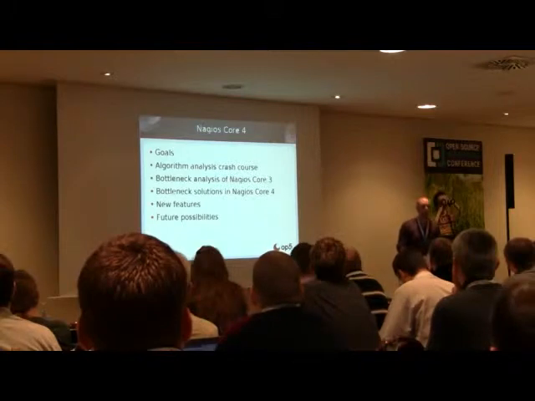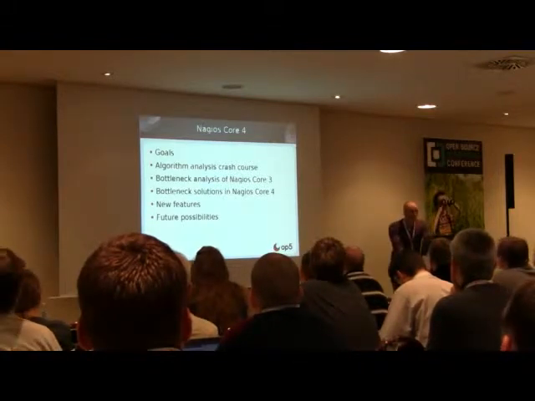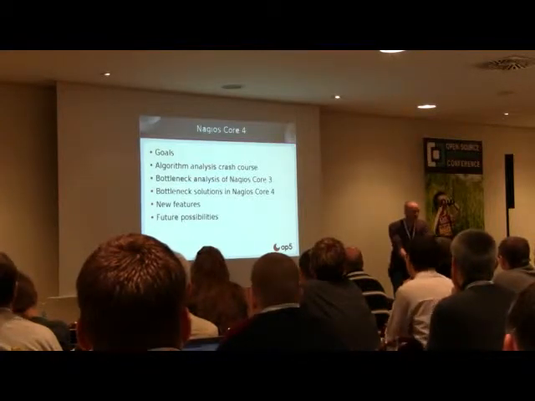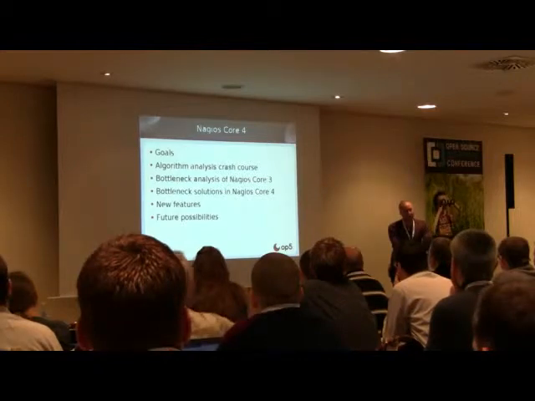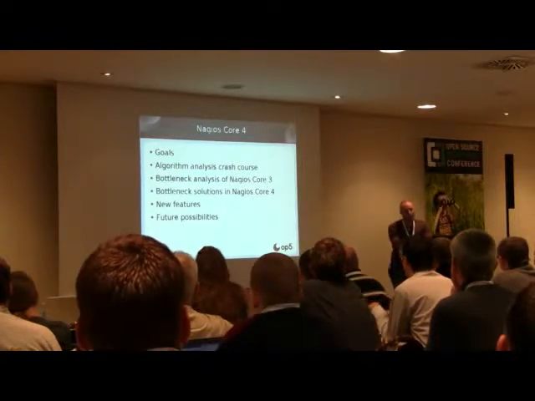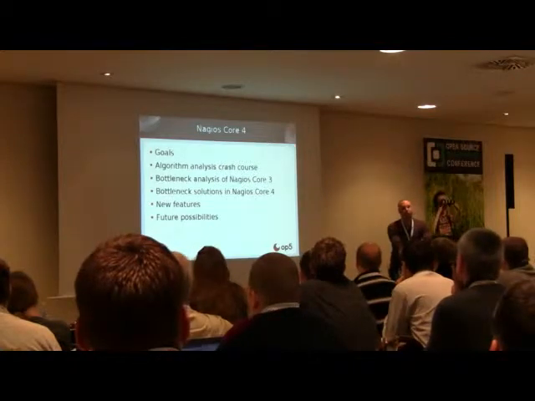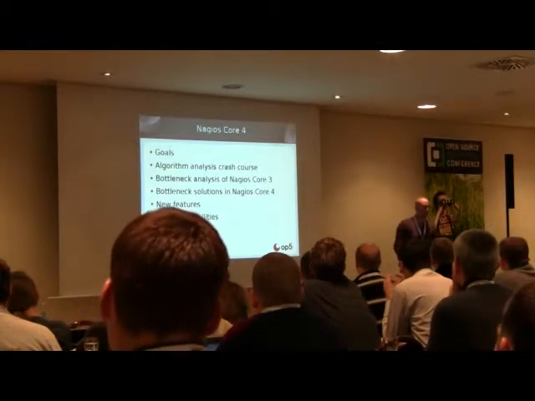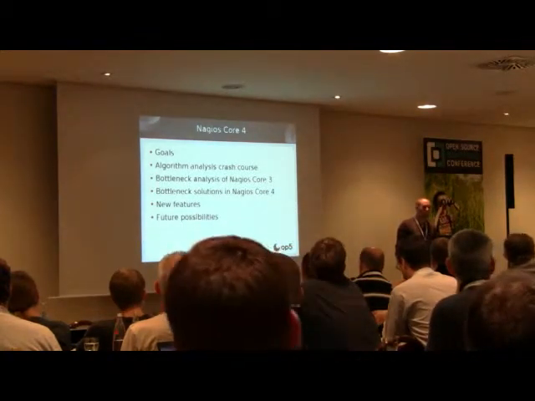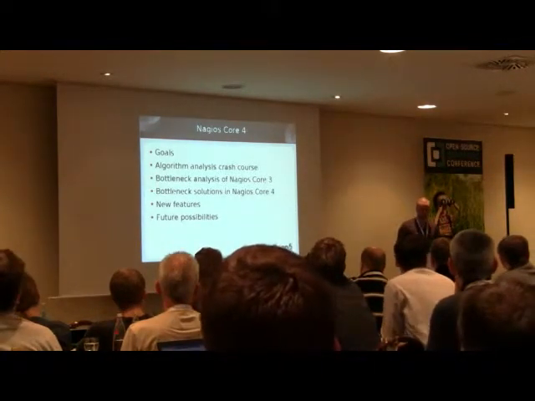What I will bother with, though, is Nagios Core 4. I'm going to be talking about the goals that we have for this release. We have to do a small algorithm analysis crash course so you can understand why some of the changes are done the way they are. I will show you a bottleneck analysis of Nagios Core 3 and the solutions we put in place for Nagios Core 4. Then I'll move into new features and then future possibilities. There are also a couple of slides about caveats at the end of this, but we might have to skip those.